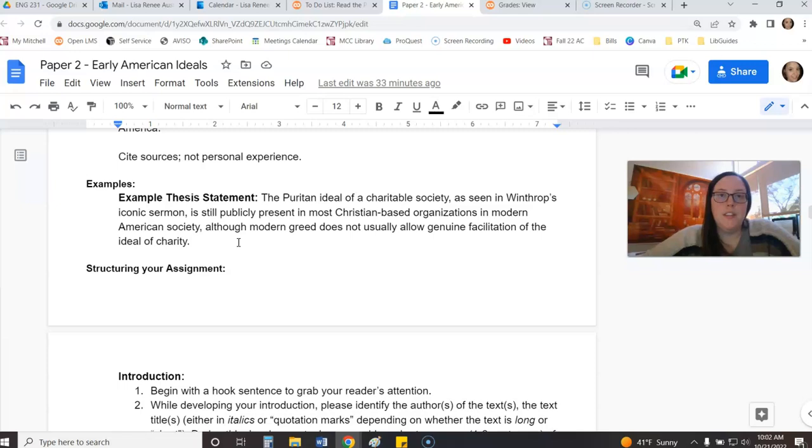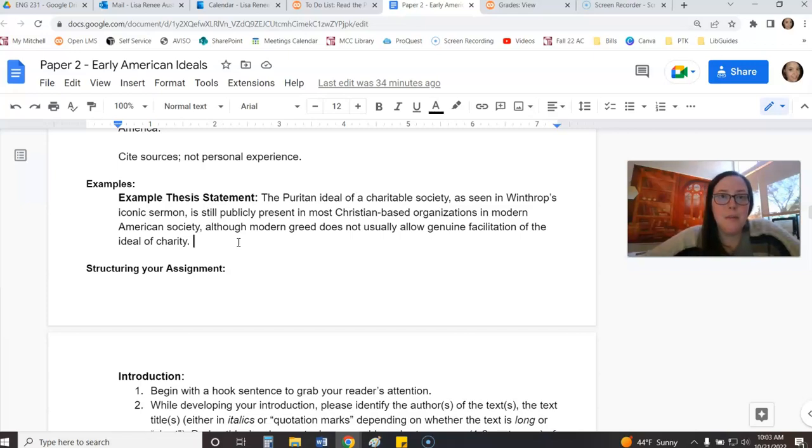So your thesis statement needs to do a couple of things, and we see that in this example. One, we need to identify the ideal. For this example, it's an ideal of a charitable society. The thesis should identify what text you're analyzing from our class and where you found that ideal. In this case, it's a text we didn't read this semester, but it's one of Winthrop's other sermons. And then your thesis statement should also directly say whether that ideal is still present or in what way.